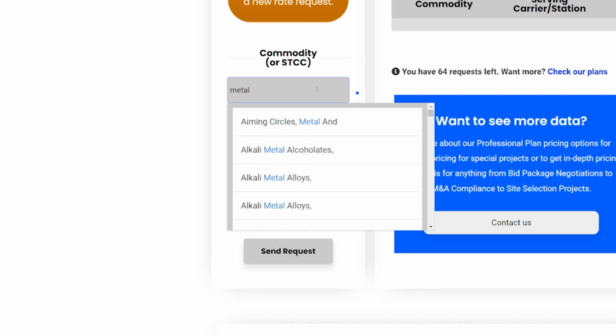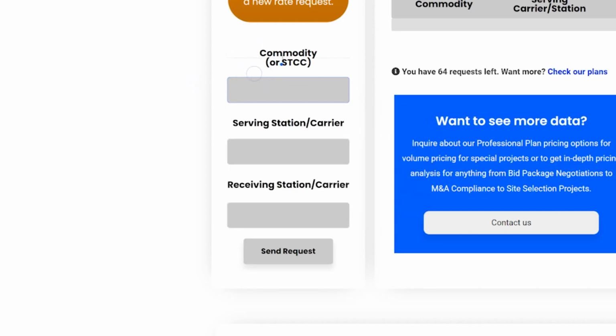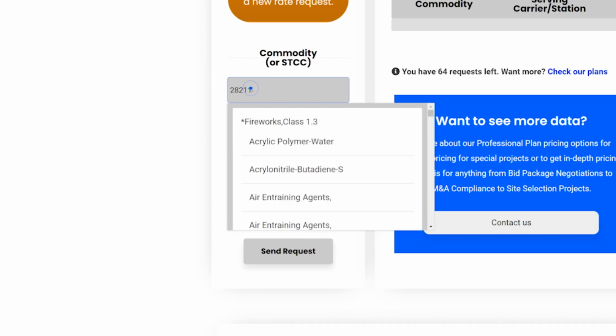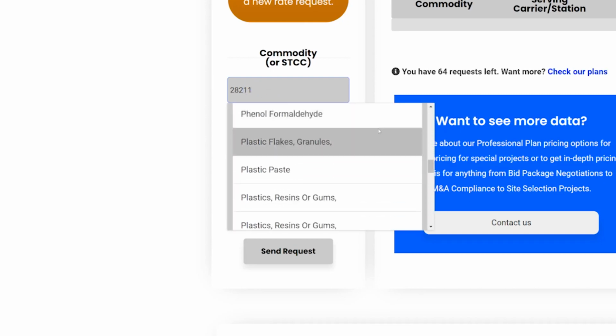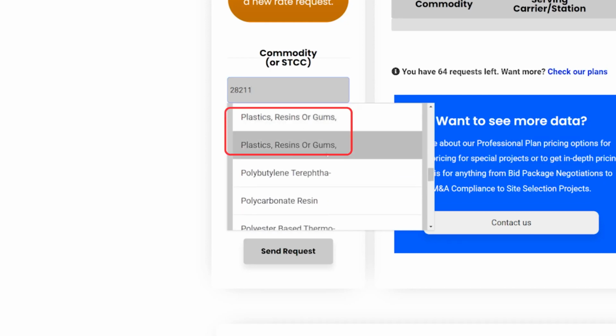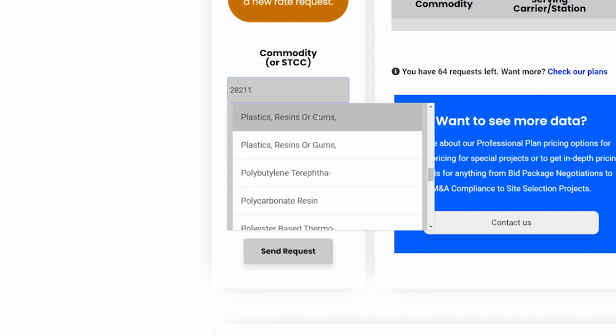If you know the stick number, you can enter it. Again, a minimum of 3 numbers. For example, if you're shipping plastics and know the stick starts with 28 to 11, you can enter this string, then choose plastics, resins, or gums, which is the description for stick 28 to 1143.